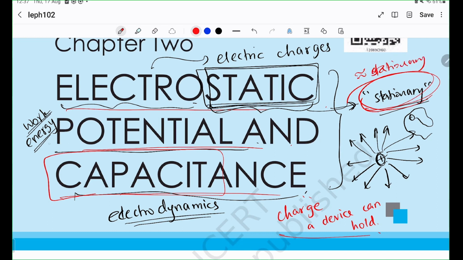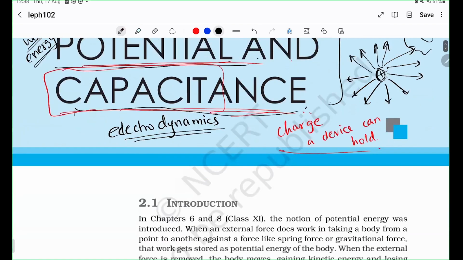And they have potential. That means they can exert influence on other charges. They can make other charges move around. They can make other charges interact with each other. And we look at objects called capacitors. We'll see exactly how they hold charges and how we can use those devices to make our life better.